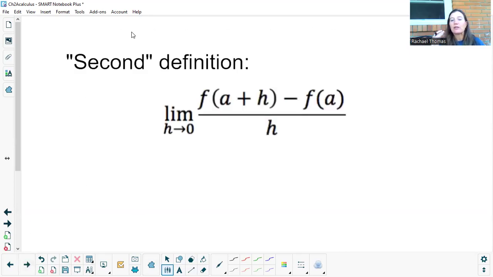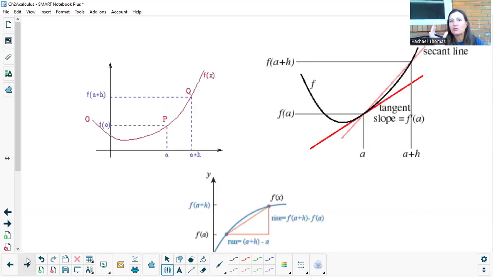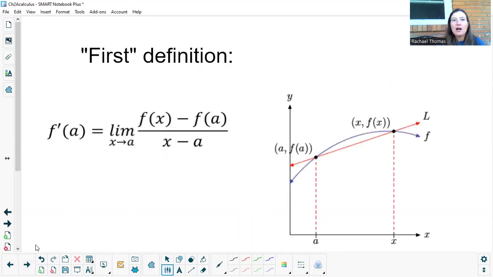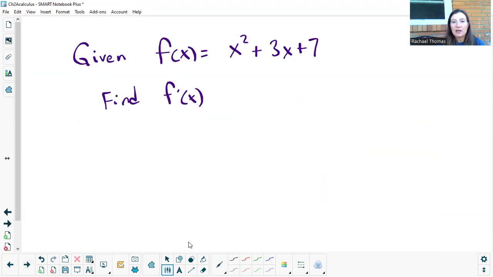Normally they're given as the limit as x goes to a, that is the first definition. The limit as h goes to 0 is the second definition. Both of these definitions refer to taking slopes of secant lines on a function and allowing the interval of the secant line to get close to 0. The first definition, as I said, is the limit as x goes to a of f of x minus f of a over x minus a. These are both good. Typically, I find myself using the limit as h goes to 0 one.